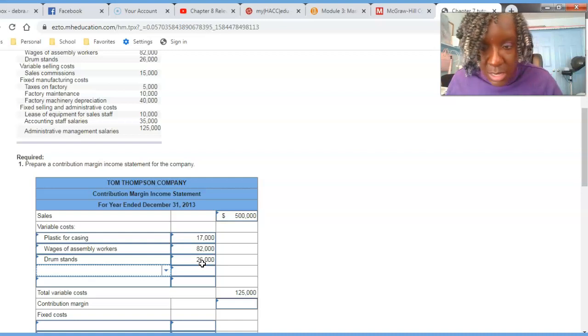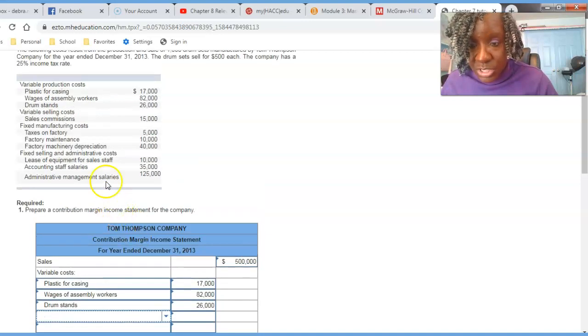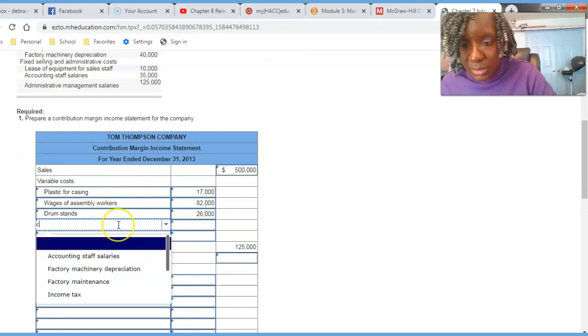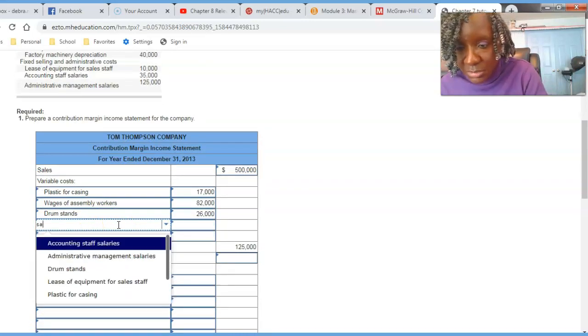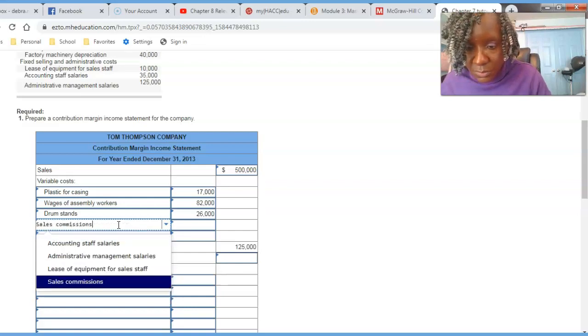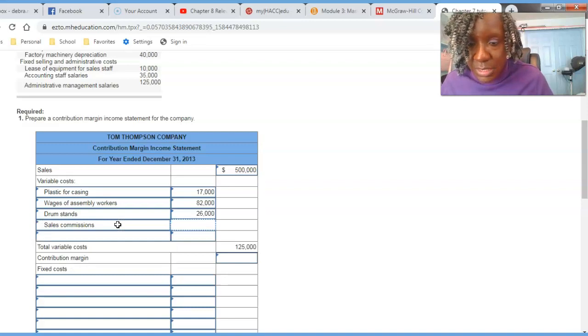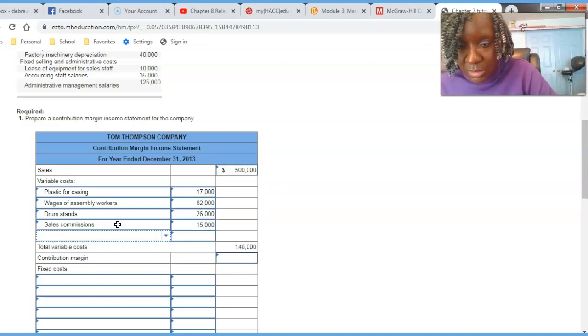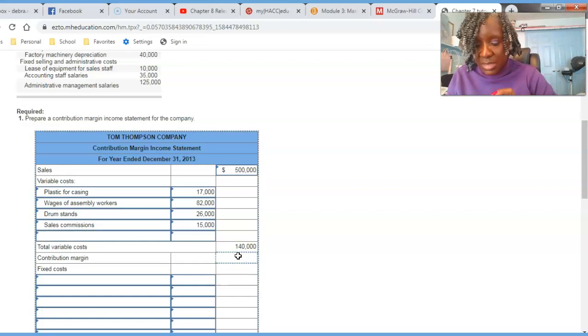And finally, I have to consider costs that change. The other cost that changes is going to be the variable costs related to selling, which is going to be the commissions. I think it's going to be called sales commissions. Yes. And that's going to be 15,000. So if we take our variable cost of 140,000 and subtract it from the 500,000, our contribution margin then becomes, let me get my calculator, looks like 360,000.